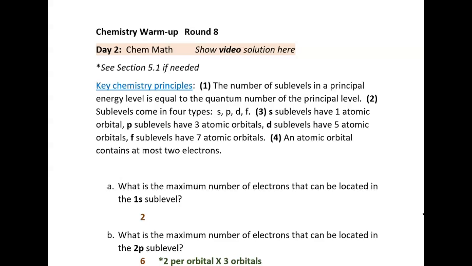So question A, what is the maximum number of electrons that can be located in the 1s sublevel? An S sublevel has 1 orbital. An orbital can have at most 2 electrons. So the maximum number of electrons that fit in the 1s sublevel is 2 electrons.